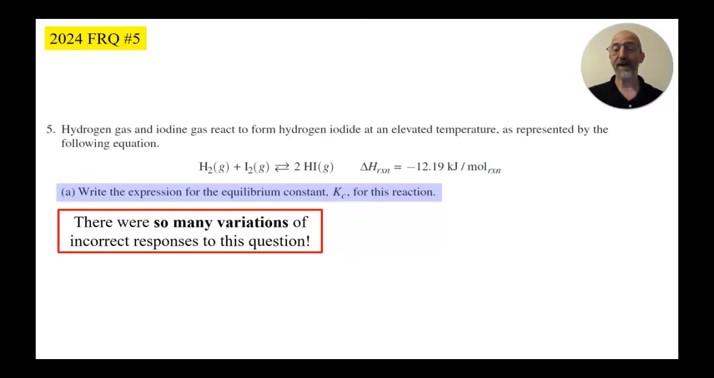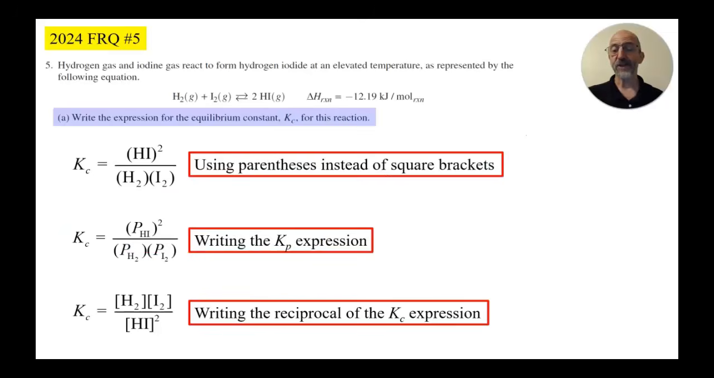And again, there were so many variations of incorrect responses, so it's going to be brackets, products over reactants. I don't see any charges to worry about, but I do see a potential exponent in the numerator. So using parentheses instead of square brackets was incorrect. It was supposed to be a Kc, so writing the Kp would be incorrect. The next one was flipped upside down, so writing the reciprocal was incorrect. Again, these are all incorrect responses.